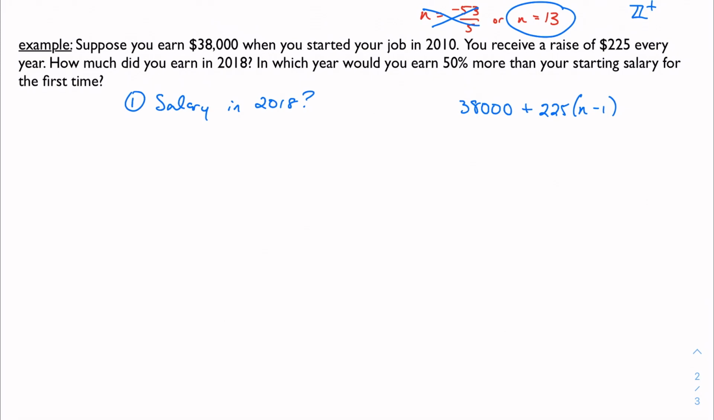So 38,000 minus 225, so 37,775, plus 225n. So that way when n is 1, my salary is 38,000 like it's supposed to. When n is 2, I get the $225 raise, and so on.